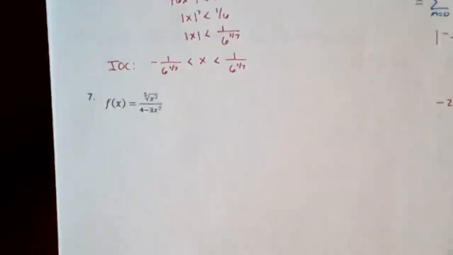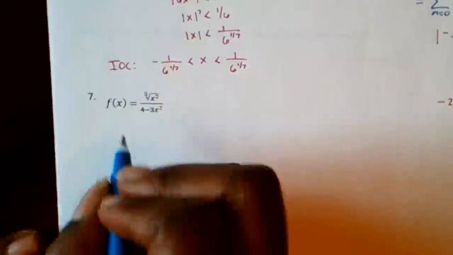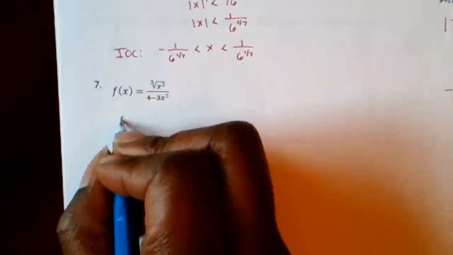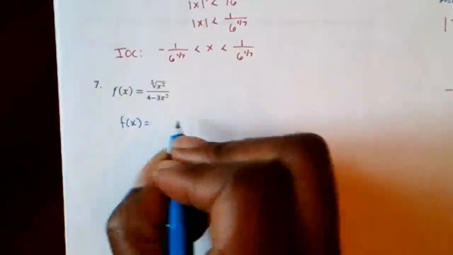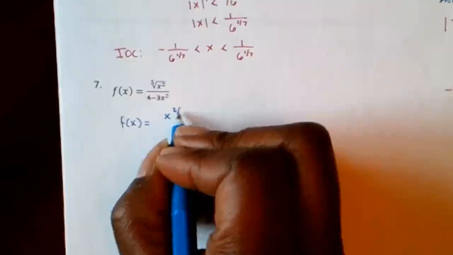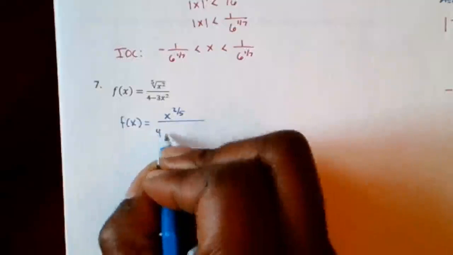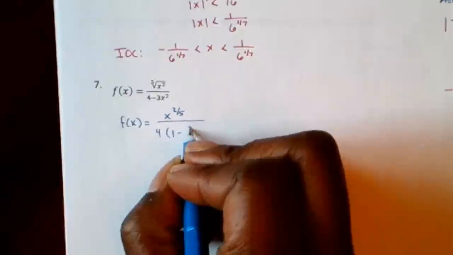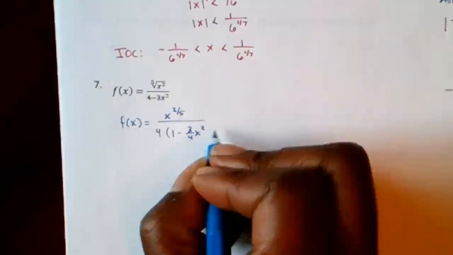All right, last problem like this, and we'll move on to something else. We have f of x equals x to the 2/5 over 4 minus 3x squared. So again, I got to get rid of that 4. That 4 is really what's throwing me off because I know I need it to be a 1. So again, I'm going to rewrite this as f of x equals x to the 2/5 over 4 times 1 minus 3/4 x squared.